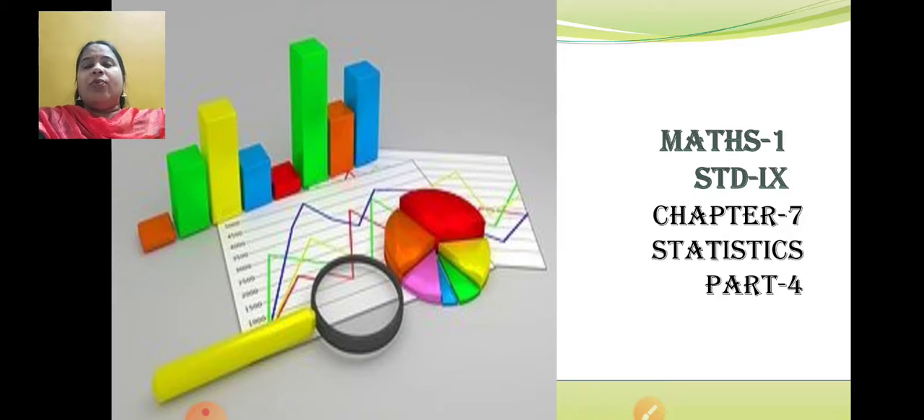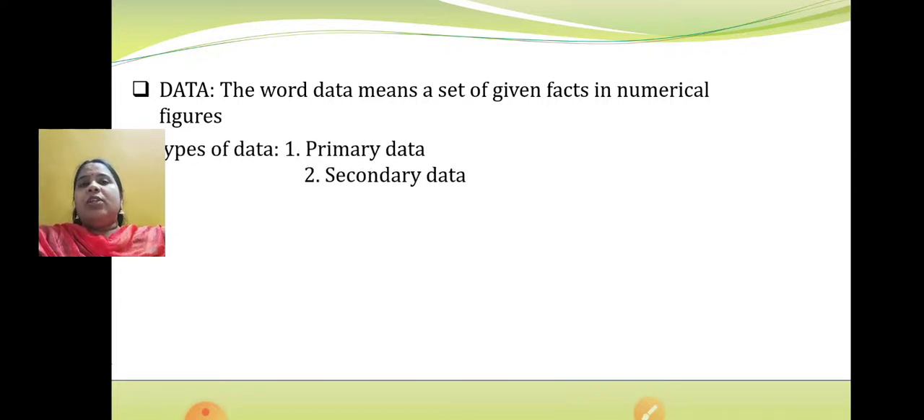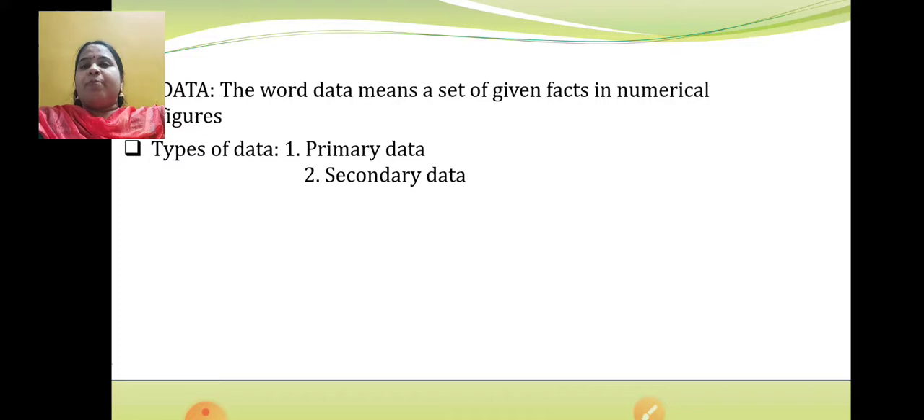Let us continue with our 7th chapter, that is statistics. In today's session, I'll revise all the important points that we have already learned and solve a few sums based on it. We have learned data, that is, data means a set of given facts in a numerical figure. Now, whenever we collect some information for some purpose, it is nothing but data. We have also learned the two types of data, that is primary data and secondary data.